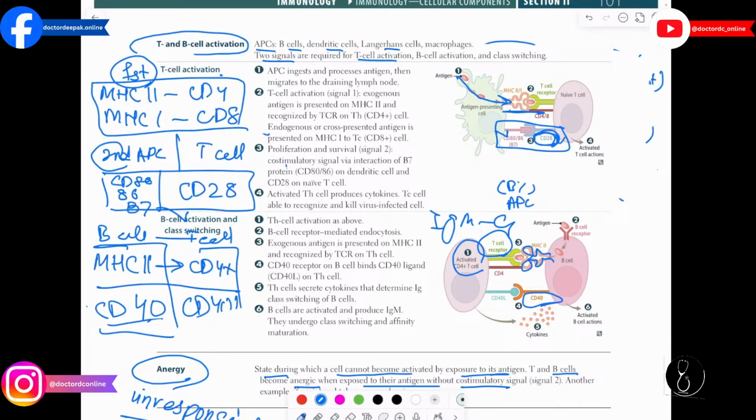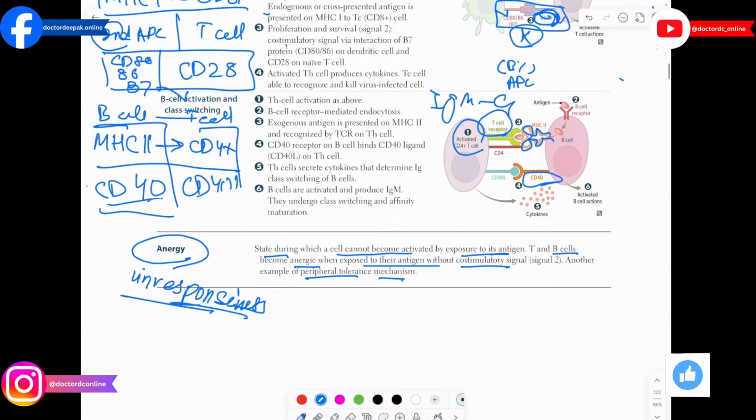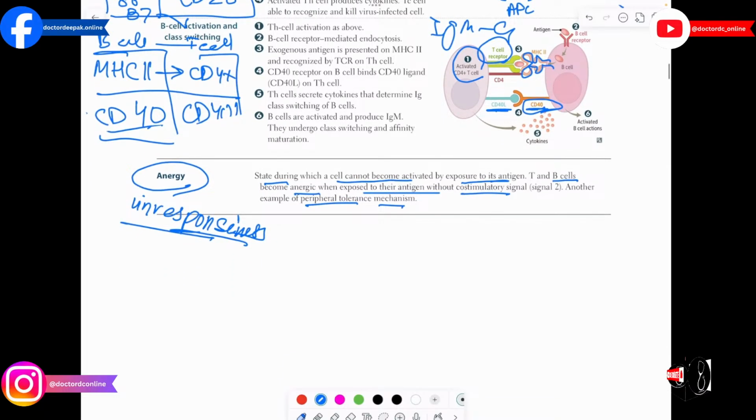If that signal is not there, then the T cell and B cell are not going to activate. And for the B cell, there is CD40 ligand with CD40. Anergic lymphocytes are unable to mount a normal immune response, such as proliferation, cytokine production, or cytotoxic activity upon encountering their specific antigen. And anergy is a critical mechanism for maintaining self-tolerance.